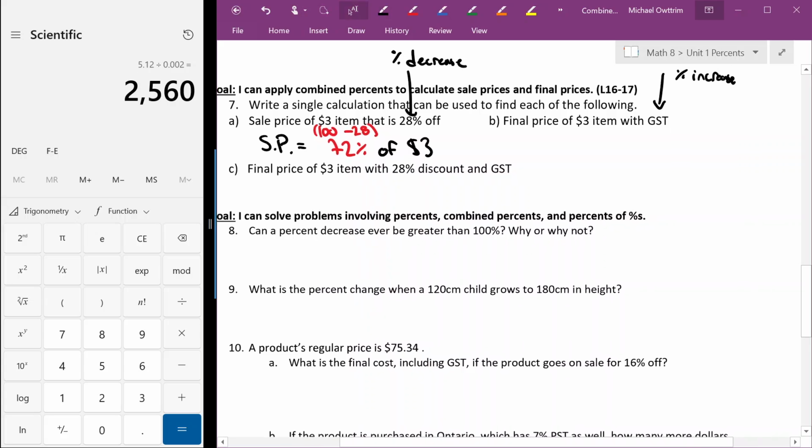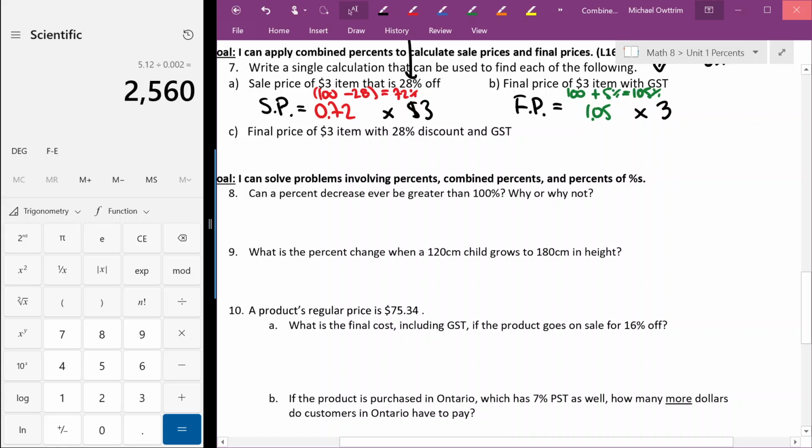Now, if I have the final price, there's no discount in question B. I want to go ahead and add my tax. My tax is a 5% increase in Canada. And so we'll go ahead and say that we have 100% plus our 5% gives me 105% of my regular price. And of course, of is multiply. So I guess we should just put in our multiply here for our calculation. Now, of course, you could also convert your percents to decimals. So this would be 0.72, and this would be 1.05. I guess we'll just observe that this is 72% and our 105% for the written solutions.